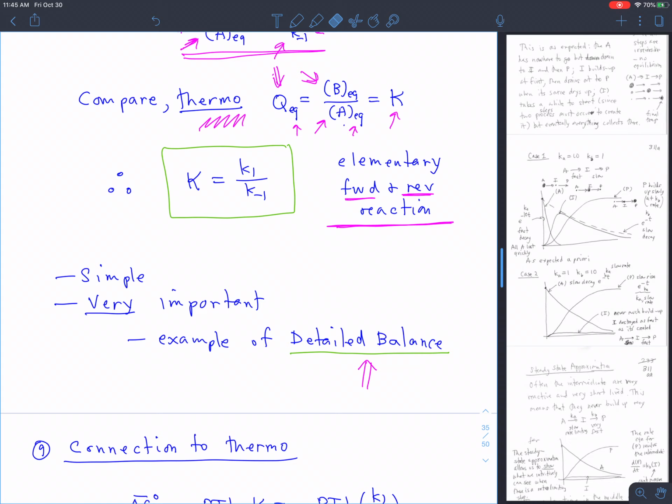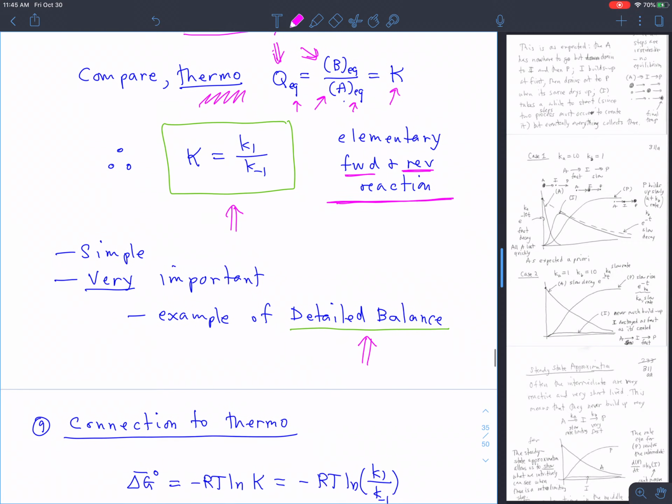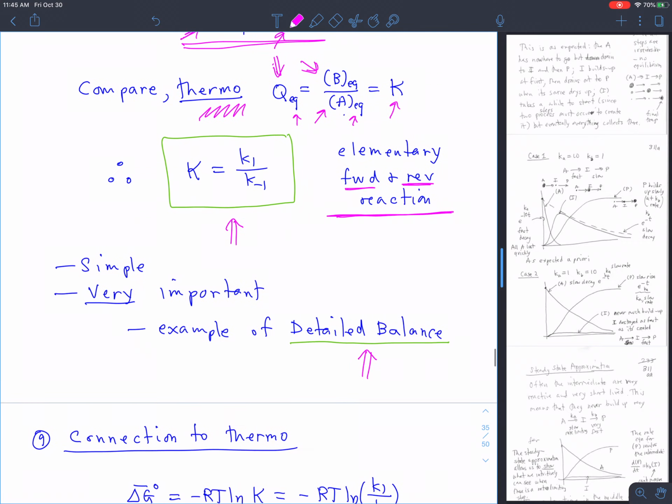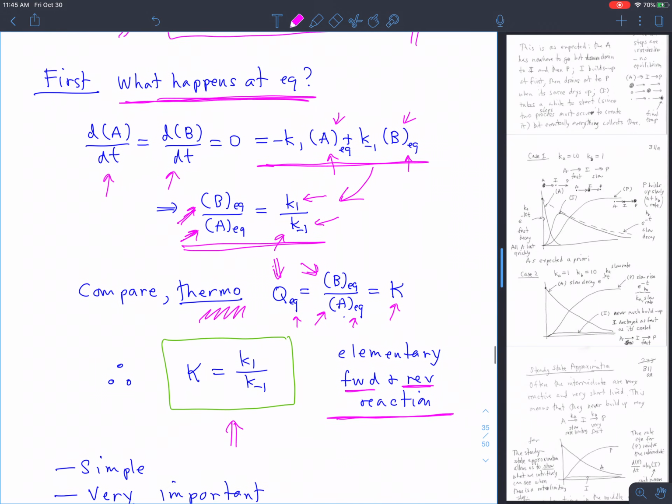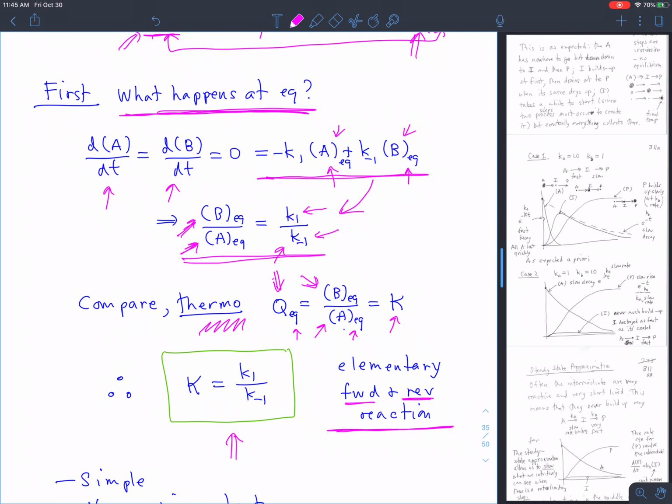This is the core idea. And so we'll use this relationship. It's widely used in the chemical literature. You'll see it everywhere.